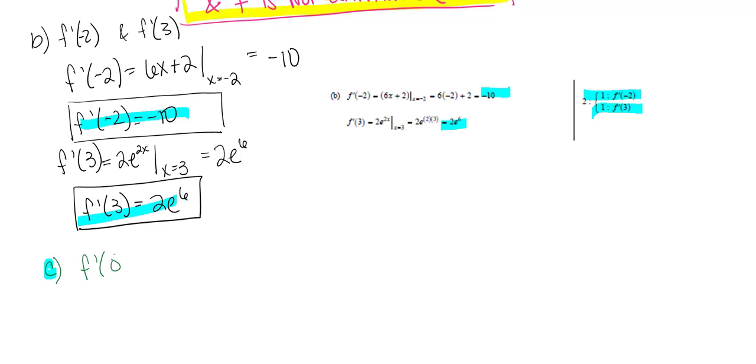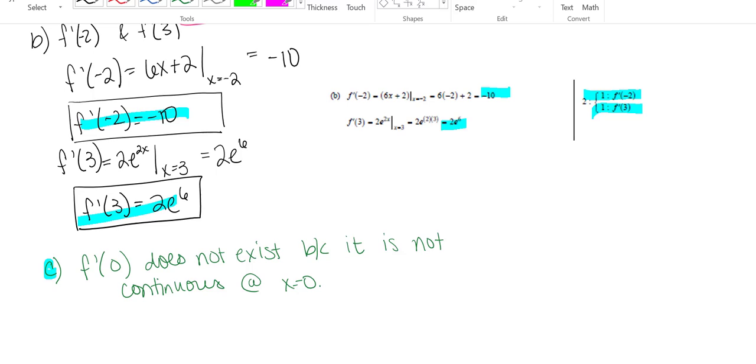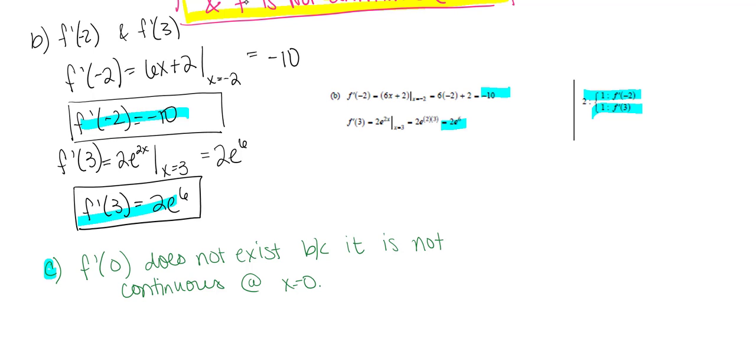So for f prime of 0, does not exist because it is not continuous at x equals 0. And I actually messed up here. I'm going to make one quick modification before I finish. And I want you to take a second to look at that and see what I did that I should have probably not have done.